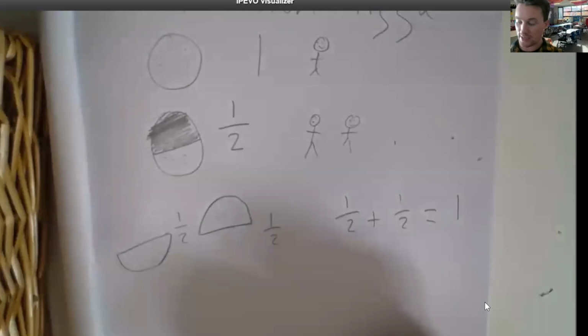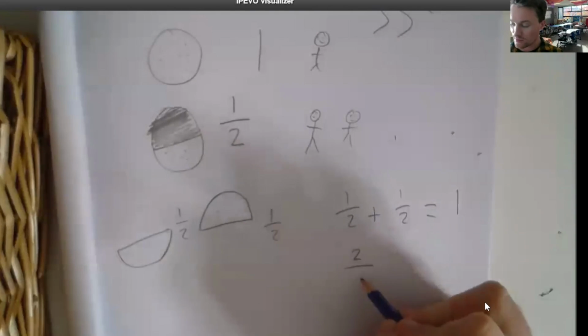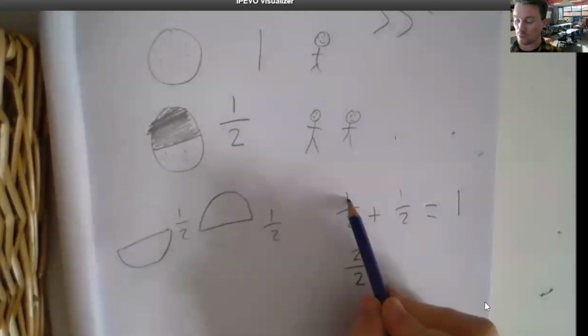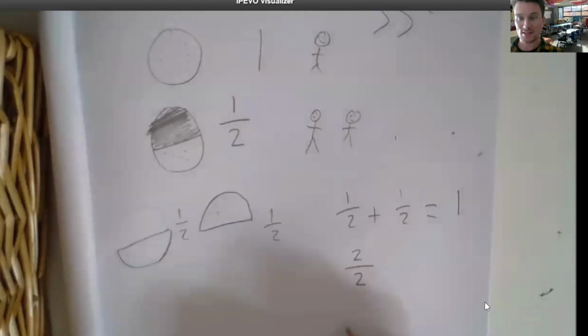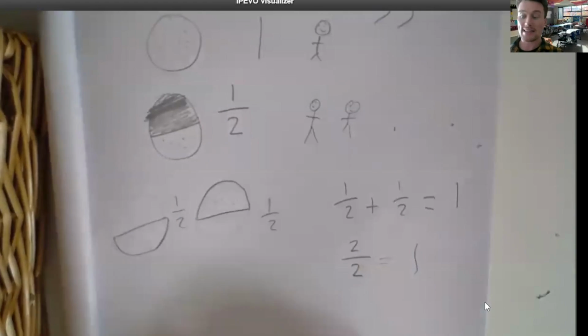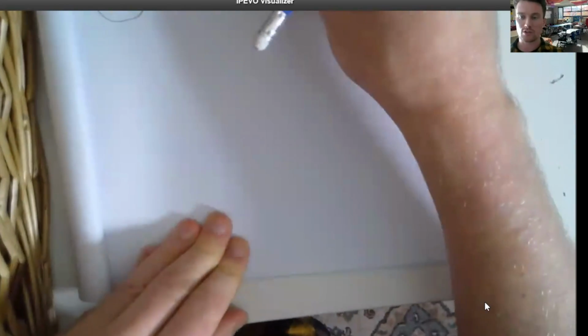Or, just to make your brain explode a little bit more, that's what it would look like, because you're adding 1 and another 1. So you've got 2 halves now, and that equals a whole. And don't worry if this is a little bit confusing, you can just work on your drawings.